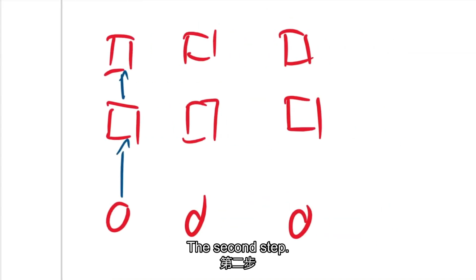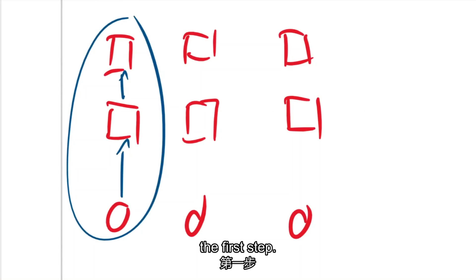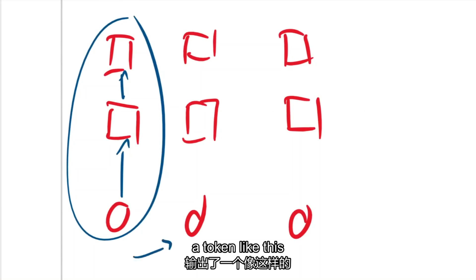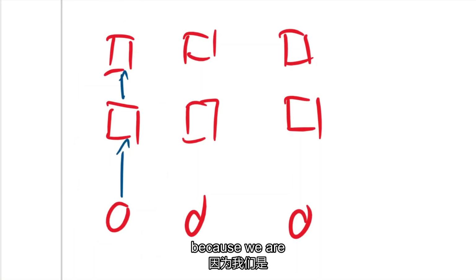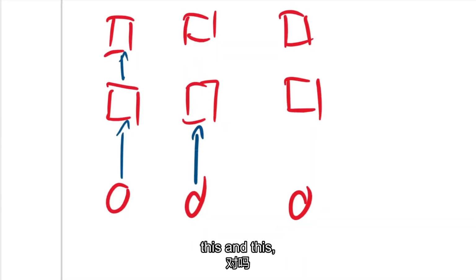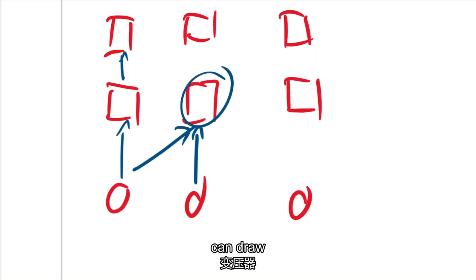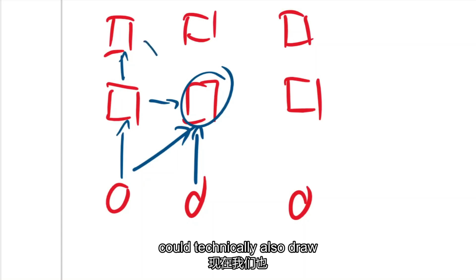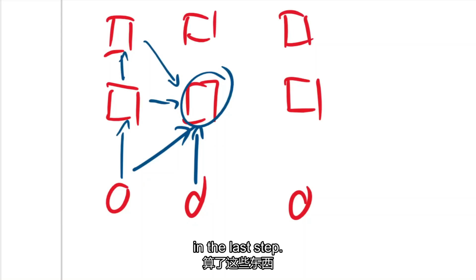The second step: let's say we've computed the first step and we've output a token like this one, and we now continue. Because we are autoregressive, we always input whatever we output. What we can do now is this and this, right? That's what this representation can draw from in a normal transformer. But now we could technically also draw information from here, because we've already computed these things in the last step.